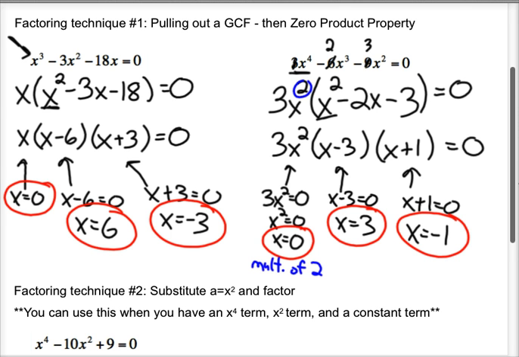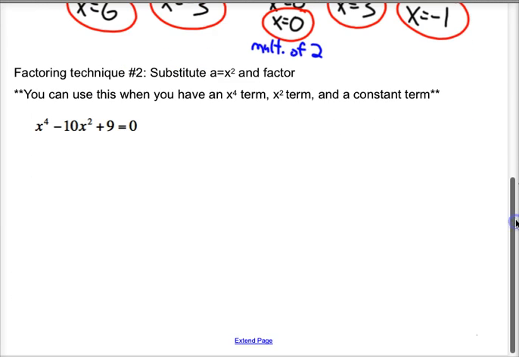Now we're going to move on, and we're going to look at this. All right, x to the 4 minus 10x squared plus 9 equals 0. Now, we've never factored a quartic function before. However, I want you to notice something, okay? When you have an x to the 4, x squared, and a constant term.